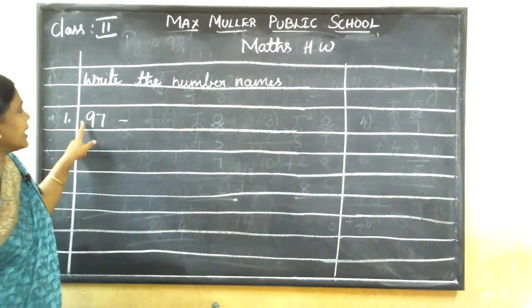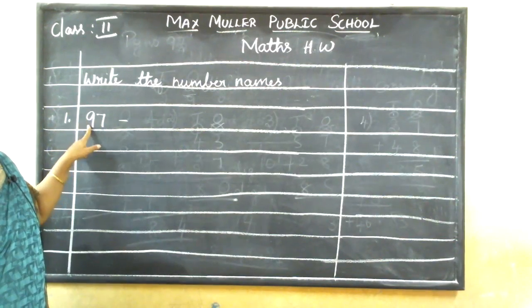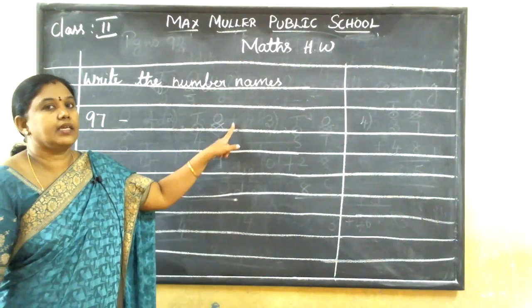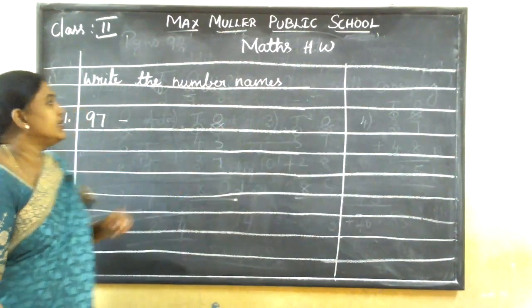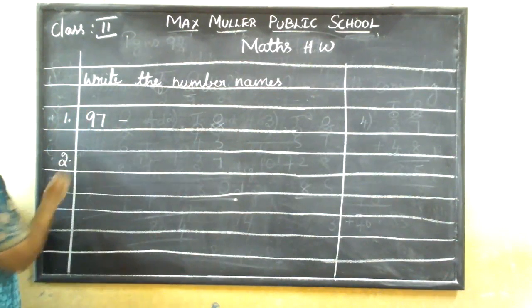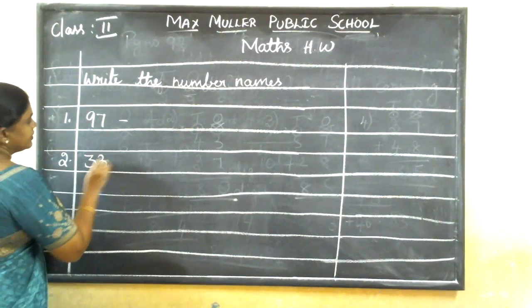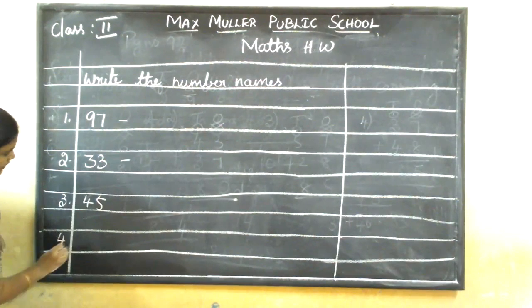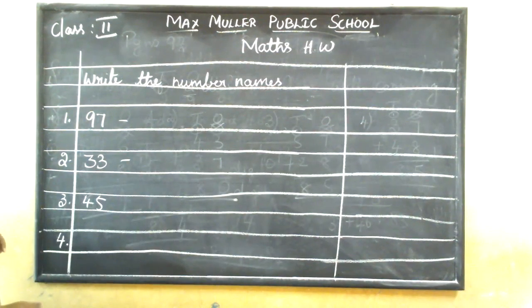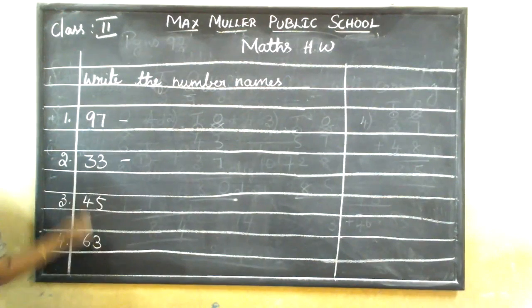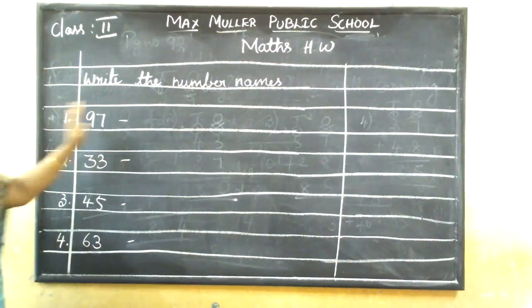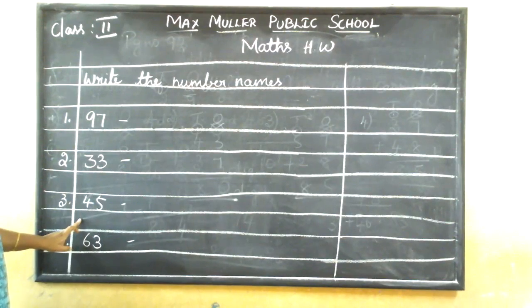You want to write, see, 9 is in the tens place, 7 is in the ones place. So 9 becomes 90. What is the 90 spelling? N-I-N-E-T-Y. 90, S-E-V-E-N, 7. Like that you want to write. Second one, 33. Third one, 45. Fourth one, 63. Understood, children? Write neatly. I only gave numbers. You want to write the number names for these numbers: 97, 33, 45, 63.